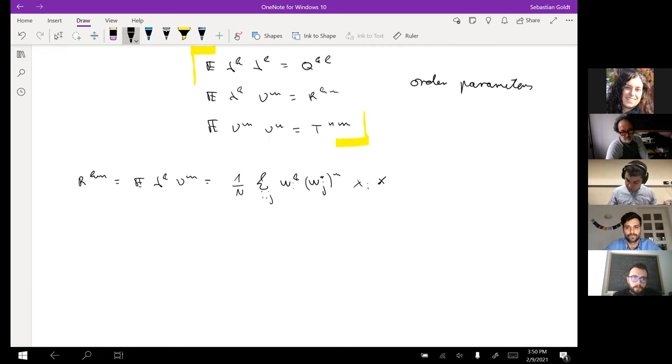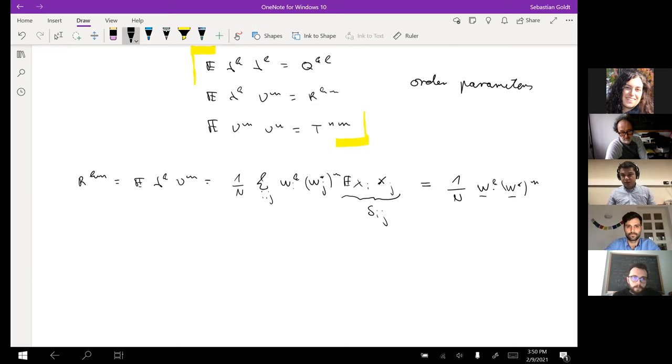Now this is just a delta function, right? Because our inputs are uncorrelated. So in the end, what you find here is just 1 over n times the dot product between the kth student vector and the mth teacher vector. So this teacher-student overlap, this R order parameter, it's really an overlap.